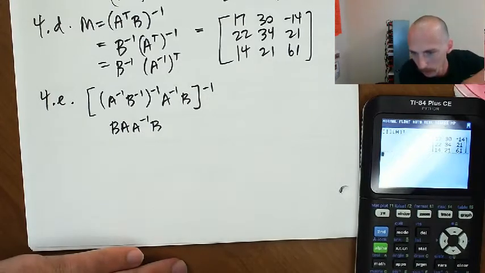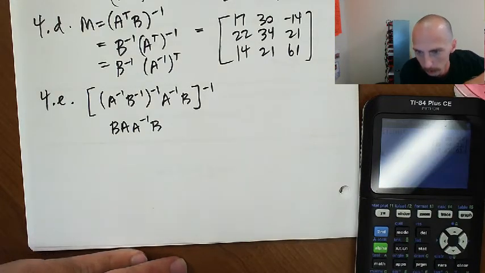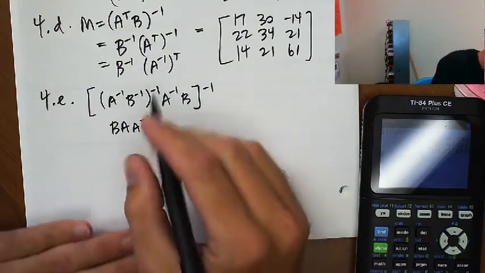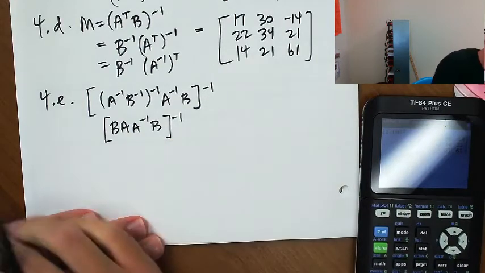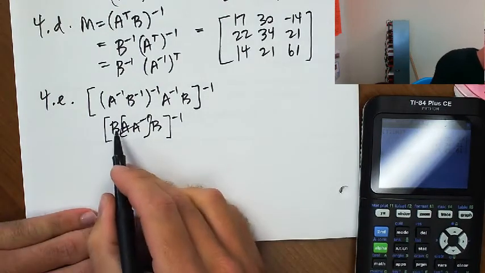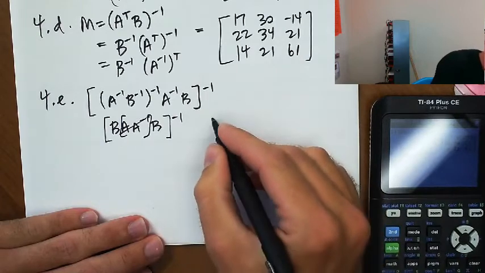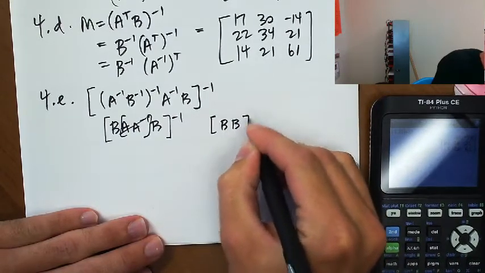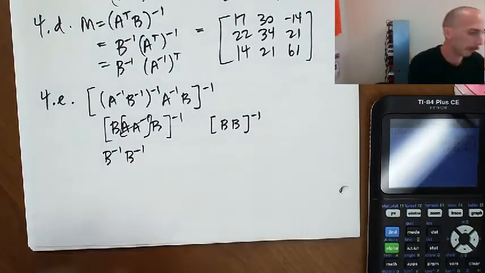Did I copy this wrong? No. Okay, that's all right. Okay, A inverse A, I'm going to take that. Hey, wait, that's the identity matrix. Okay, so B, identity B, that's just B squared, or 2 copies of B. And that's just going to be B inverse, B inverse. B inverse we designated as I on the calculator, so I'm just going to square I.